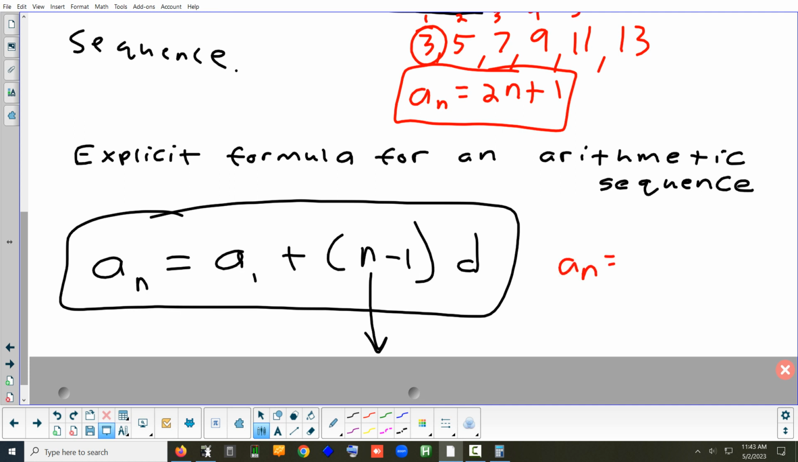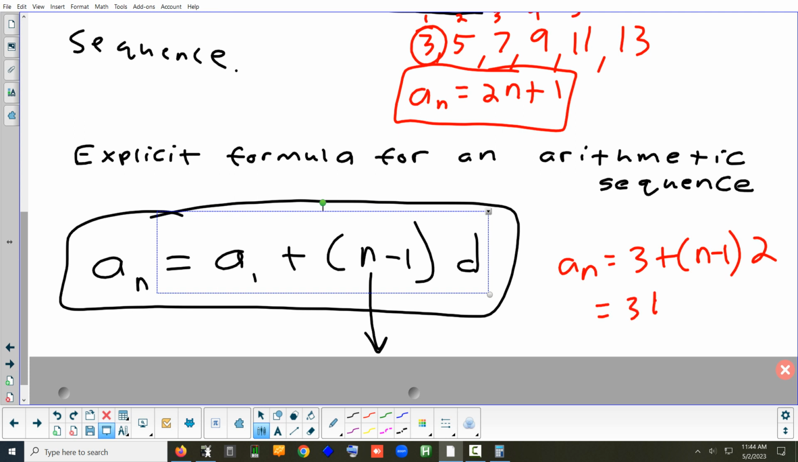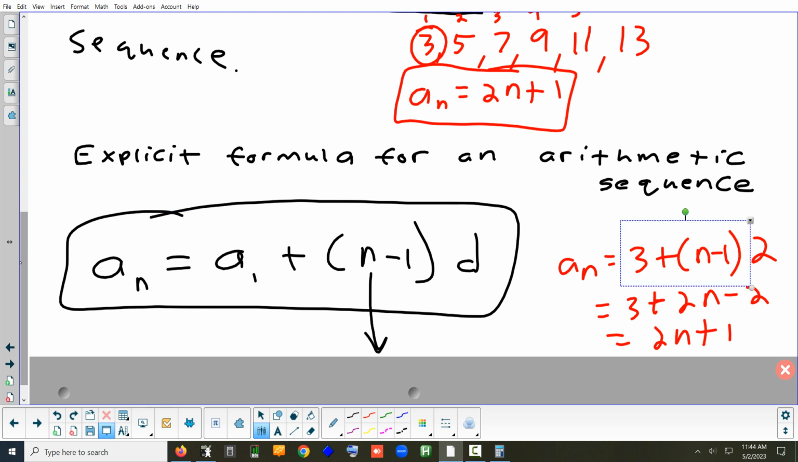So let's try it. What was the first term in the sequence up there? 3. And what was the common difference? 2. What do you get when you distribute the 2? 2n minus 2. And combine like terms? 2n plus 1. So this is a formula that we can use to figure out a formula for arithmetic sequences.